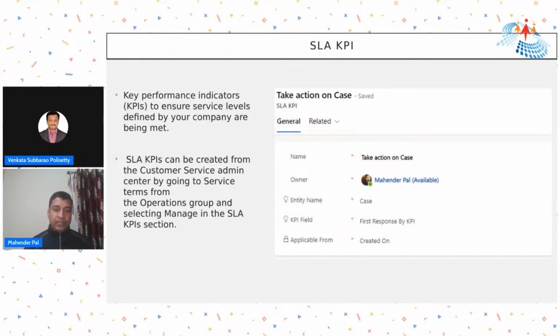And then you can say from where you want to start measuring, like when the case is created or maybe the first response. Depending on the scenario, you can select that field. Okay, so once this KPI is set up, then you can go ahead and start creating your SLA.